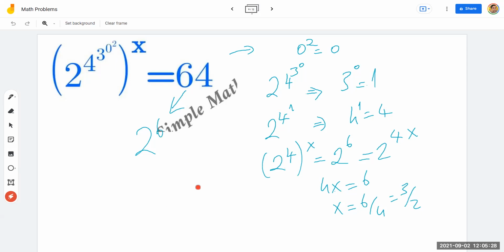Hello, right now we are going to solve the questions we shared yesterday. So there are 4 questions. The first one is related to indices or powers.